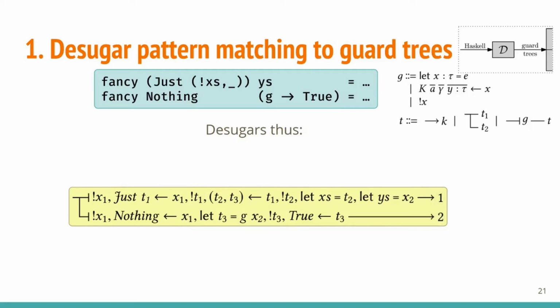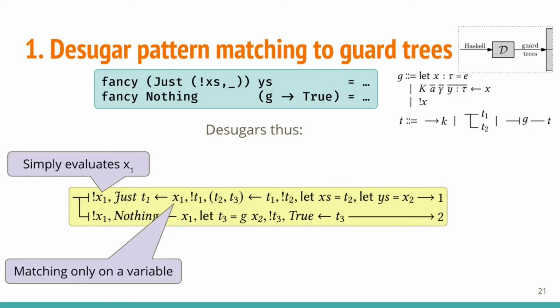Looking at guards, we can see that nested pattern matching was completely decomposed into multiple flat pattern guards, like on just here. Pattern guards are considered lazy, and evaluation is forced by bang guards, such as on x1 here, which stands for the first argument.